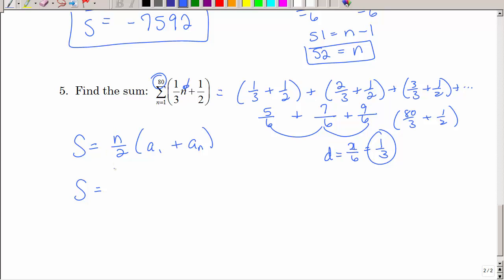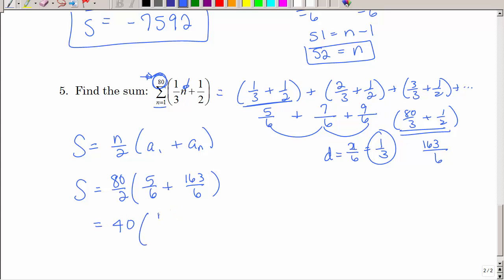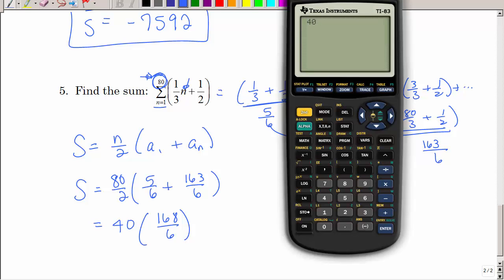So n tells me how many things I want to add up. Well, if I start from 1 and I go to 80, how many is that? That's 80. And since I wrote it out, that's my first term, so that's 5/6. And then my last term would be that. So let's see, if I found a common denominator, that's 163/6. So I have 40 times 168 over 6. So 40 times 168 divided by 6, 1,120.